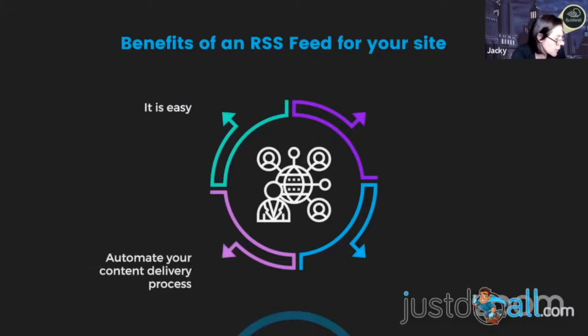The next one is automate your content delivery process. When you update your website, it is not guaranteed that your readers or customers are going to notice that immediately. Instead of sending out emails every time you update your subscribers, they will automatically be notified, and that is key. That basically allows you to worry about the content and allows your subscribers to get the content they want as soon as it's available. Plus, no more emails getting blocked or landing up in spam.